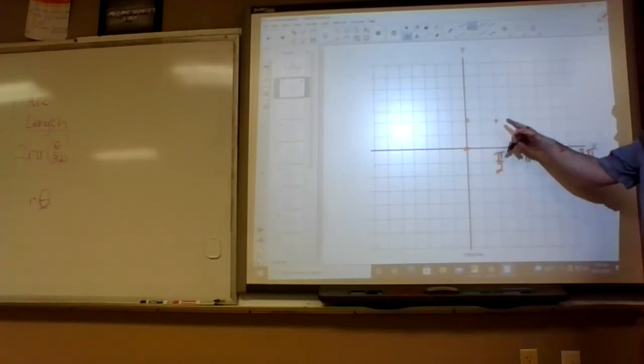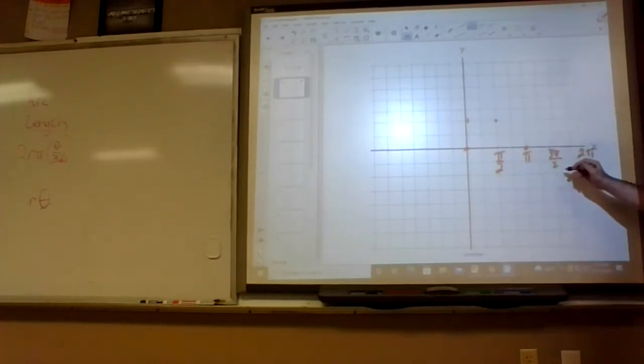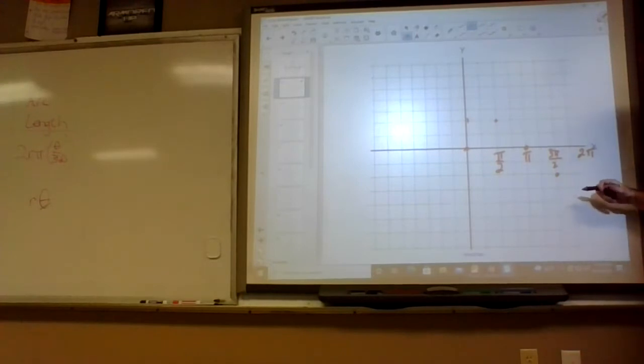At pi over 2, it's going to be up top. At pi, it's going to be back down to 0. At 3 pi over 2, it's going to be down to -1. And at 2 pi, it's going to be back up to 0.